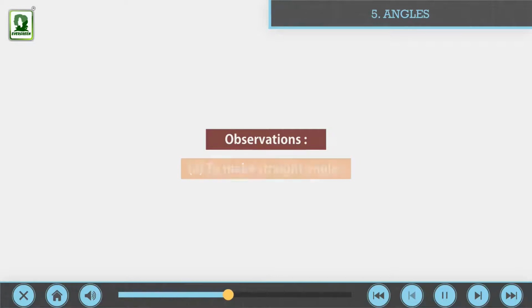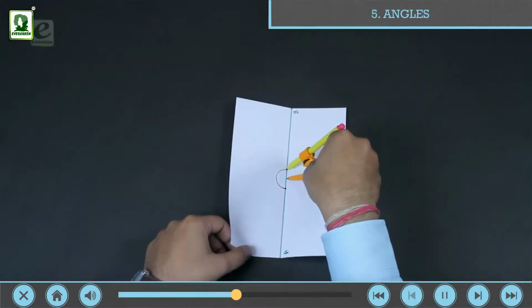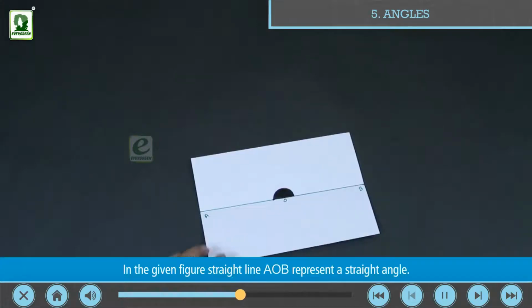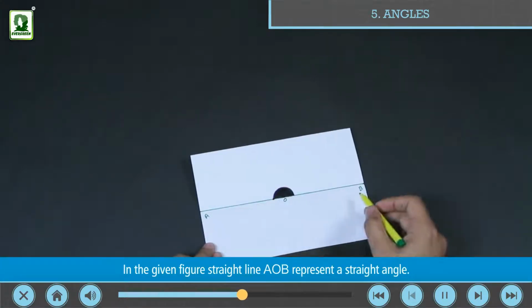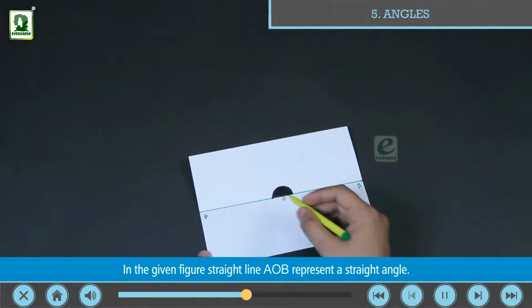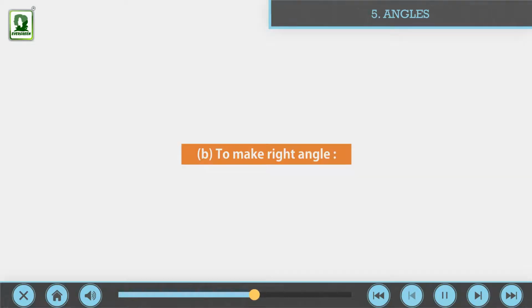Observations: to make straight angle. In the given figure, straight line AOB represents a straight angle. To make right angle.